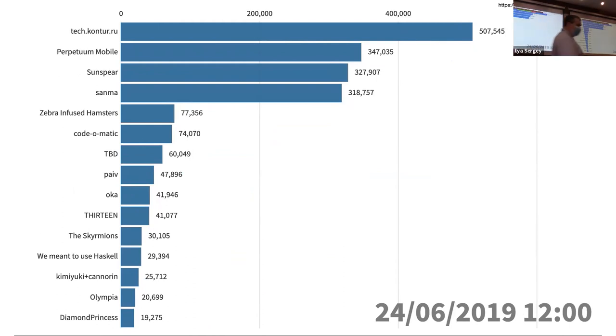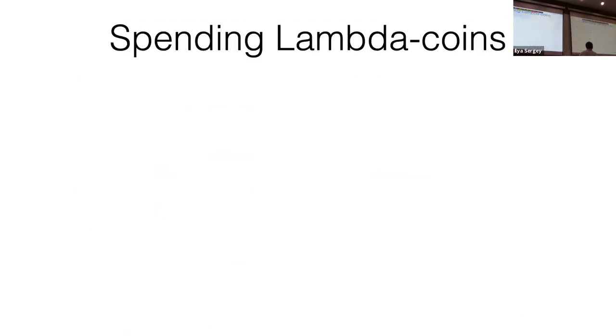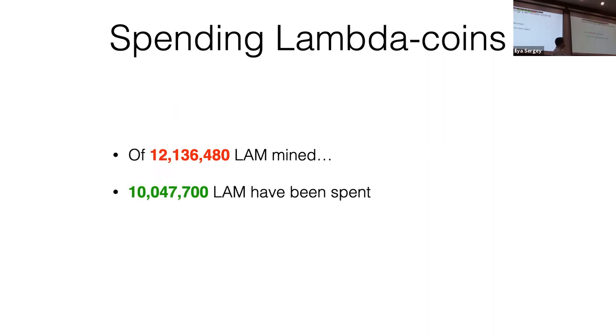There was this Russian team, who were actually the organizers of the next year's contest in 2020. I think they didn't figure out what to do with the money and they just were hodling it. And it actually didn't help them that much. I think they were in the top 15, but anyway. Out of 12 million Lambda coins, most were spent, and 99% were spent on clones. So that was a very interesting thing to resolve.